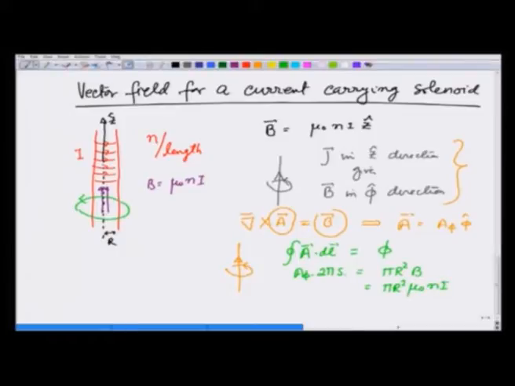And therefore, let me write the result in black now, for s greater than r, the radius of the solenoid, A vector is pi, actually I can cancel this pi right here. So, I get r square mu naught n I over 2s in phi direction. That is the vector potential outside the solenoid.